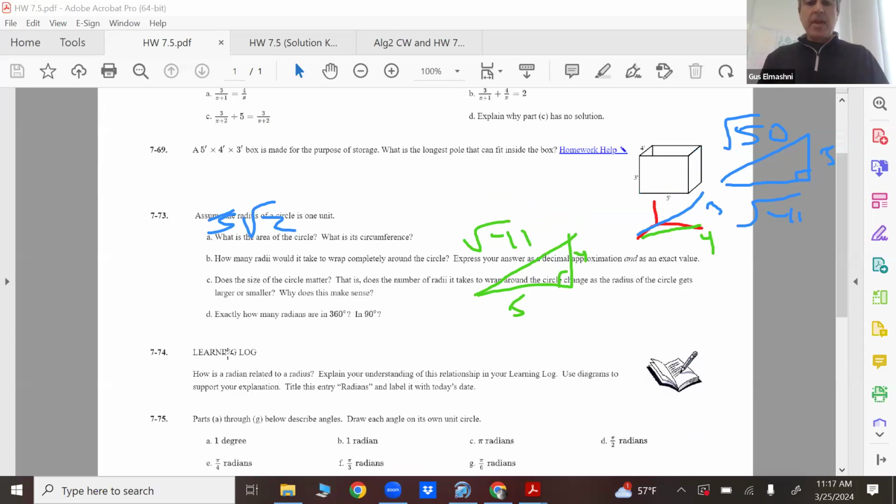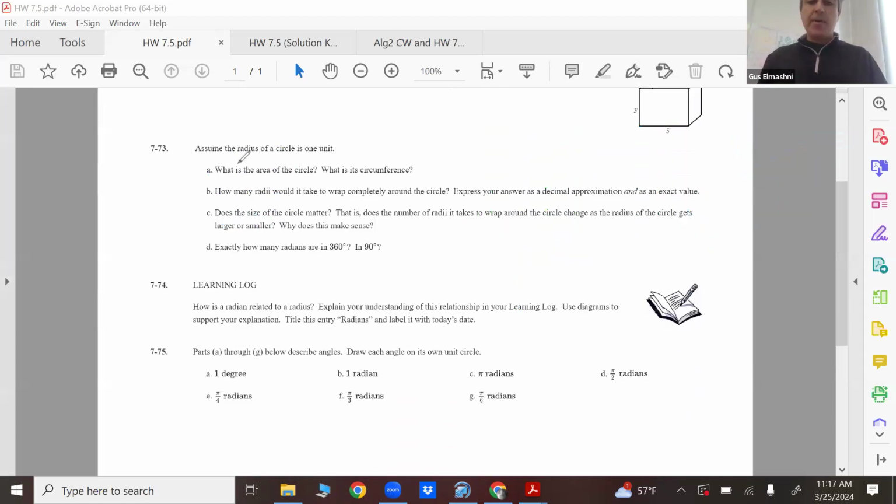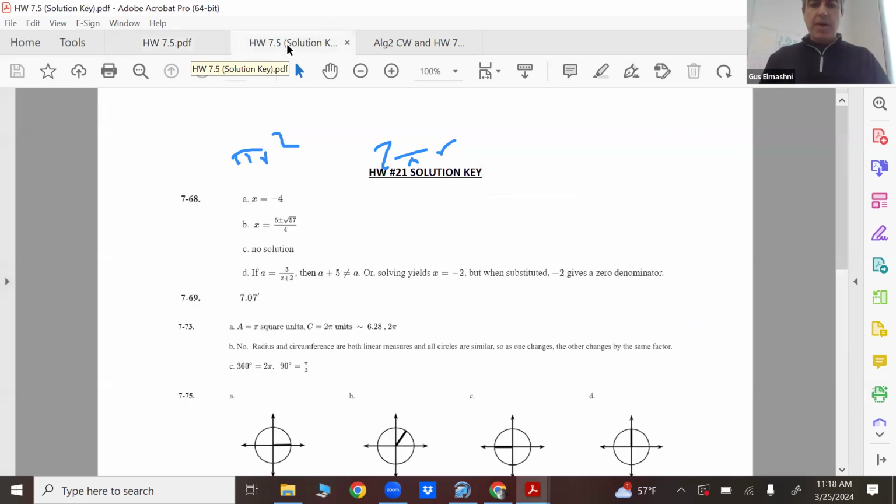For the next one, area. Those are just formulas you should know. That's pi r squared, and that's 2 pi r. Sorry, I can't believe I said that. Now this is a weird question. How many radii would wrap around? Basically, how many times do you have to multiply the radius to wrap around the circle? It's just 2 pi times that radius. That's all it ever is.